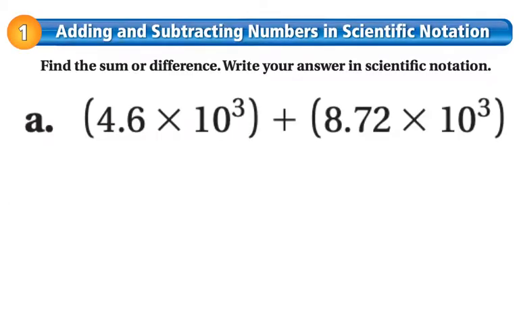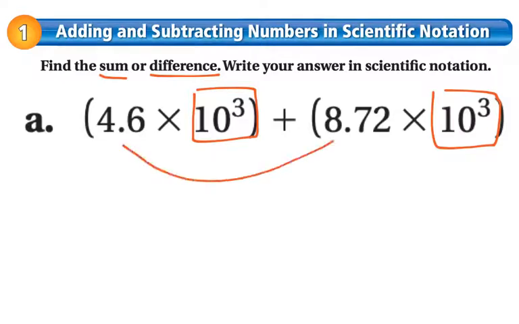So in example 1, we first see that they're asking us to find the sum, meaning add, or difference, meaning subtract. And we're still going to keep our answer in scientific notation, but we can see that we're asked to add 4.6 times 10 to the third power plus 8.72 times 10 to the third power. So it stands out to me that we have our powers of 10 with the same exponent, which simply means all we need to do first is add the two factors together. So we take 4.6 plus 8.72, and that actually gives you 13.32.